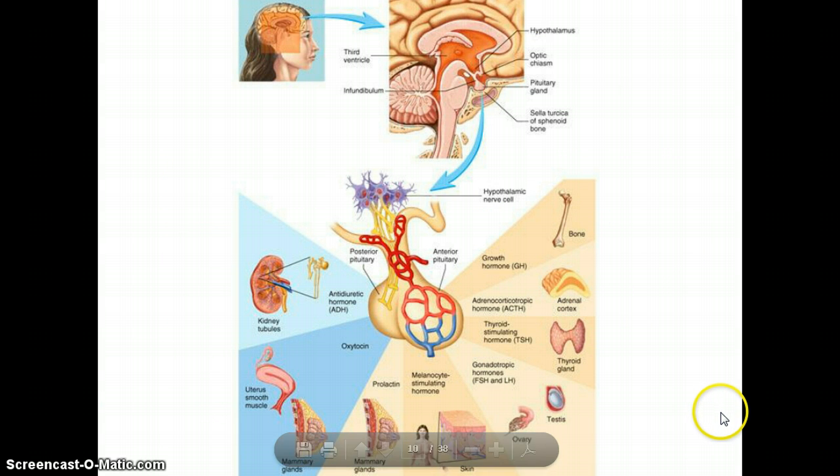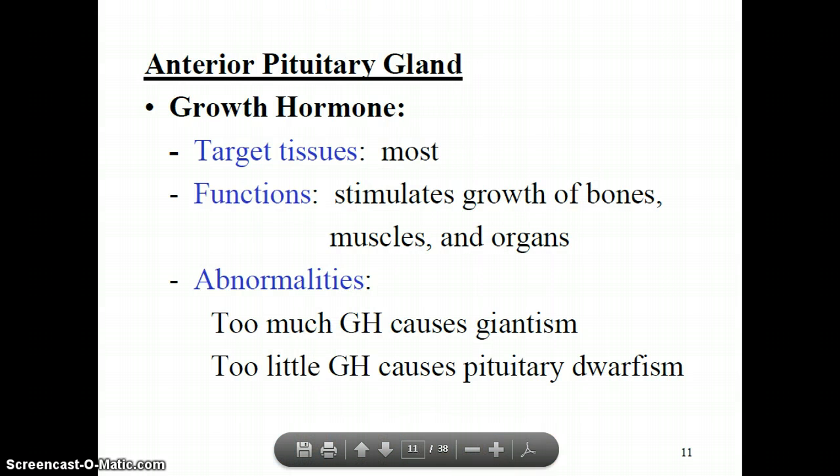This shows you the posterior pituitary, also called the neurohypophysis, and the anterior pituitary, also called the adenohypophysis. And look at all of the hormones that the pituitary gland itself does secrete. I apologize for this little icon appearing. I'm having trouble making it go away.